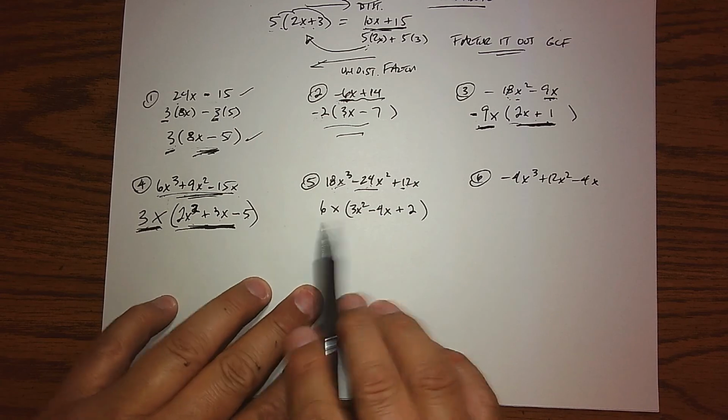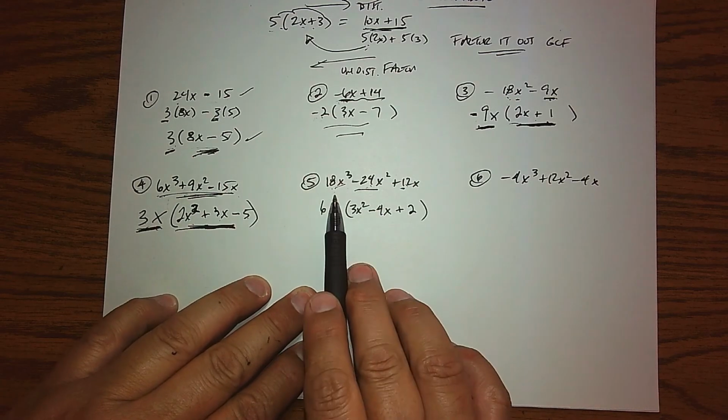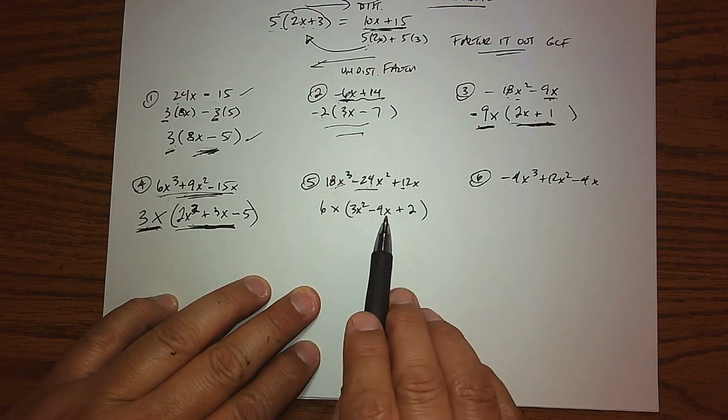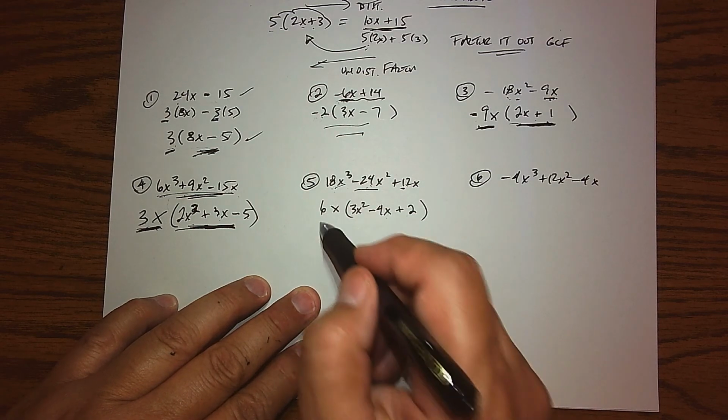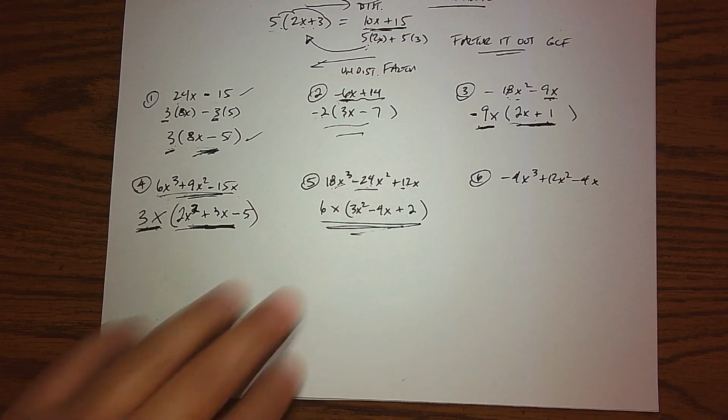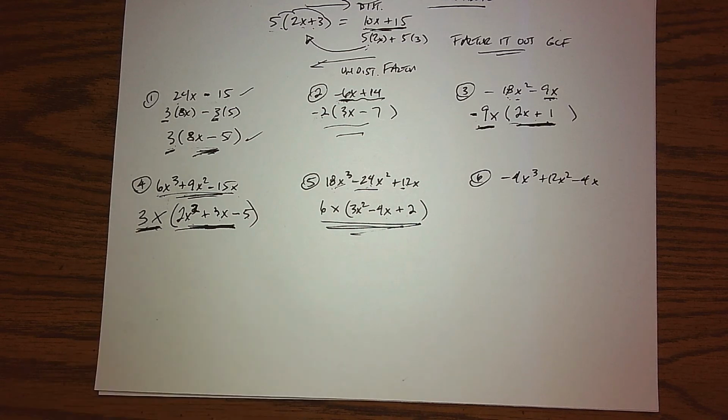And again, to check, just redistribute it. So this times this is that guy. This term times this term is that guy. And this term times this term is that guy. But we're looking for the factorization. What two things can I multiply to create the trinomial that I have?